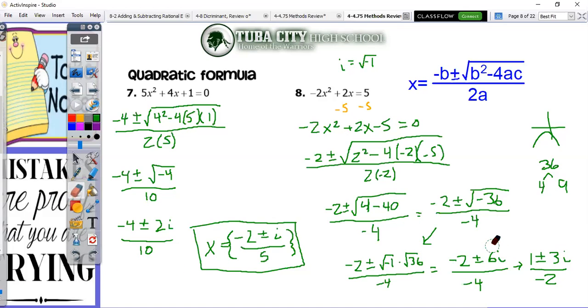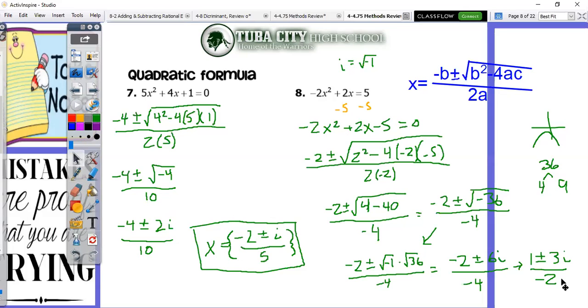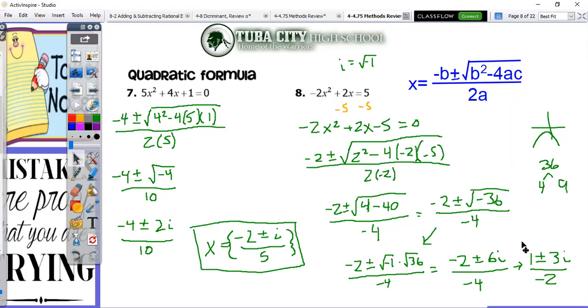And now I just need to put it into the set notation that we've been using. Oh no. Okay, I hate to do this. See what I mean about running out of space?